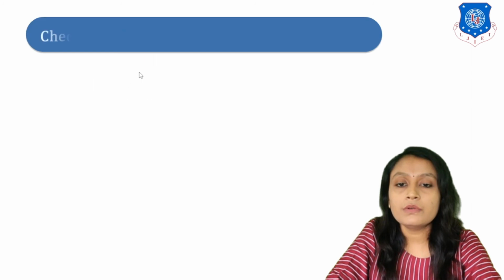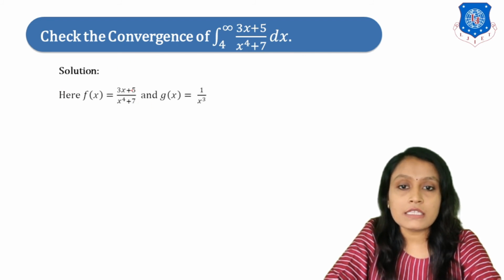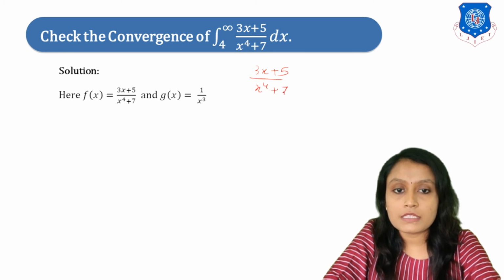Now we will solve one more example. Check the convergence of the integration from 4 to infinity of (3x plus 5) upon (x raised to 4 plus 7) dx. So here the given function f(x) is 3x plus 5 upon x raised to 4 plus 7. Now we have to suppose g(x). So how will you suppose g(x)? Here the function is given as 3x plus 5 upon x raised to 4 plus 7.